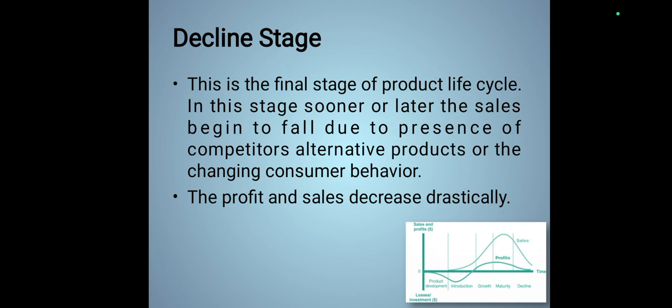Lastly, the decline stage, which is the final stage of the product life cycle. In this stage, sooner or later, the sales begin to fall. Due to the presence of competitors and alternative products in the market, consumer behavior also starts to change, and thereby it will lead to slower sales or no sales of your product at all. The profit and the sales decrease drastically. The consumers have now switched to other alternative options, therefore your product will start to decline.